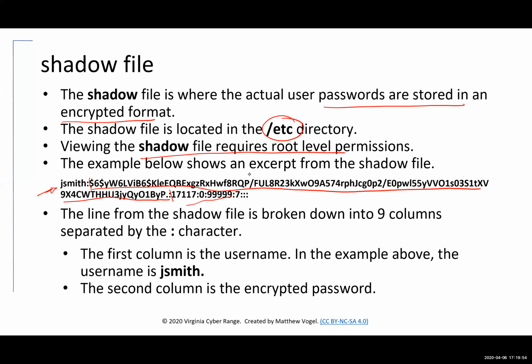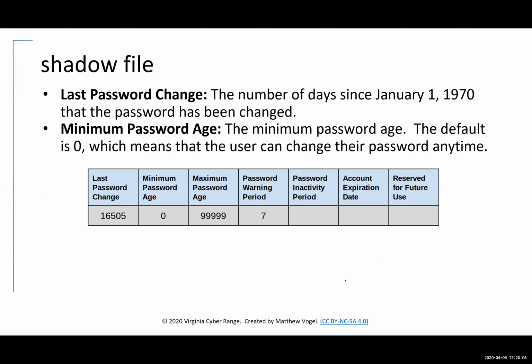Okay, the shadow file is broken down into 9 columns separated by colons. The first column is the username, J Smith. The second column is the password representation, so that's shown here. Then included here is the last password change, so the number of days since January 1st, 1970 that the password has been changed. January 1st, 1970, why do we start there? That's just the Linux default. That's the start of time as far as Linux is concerned.